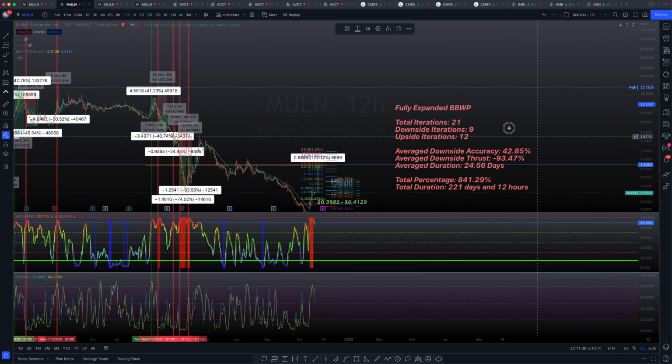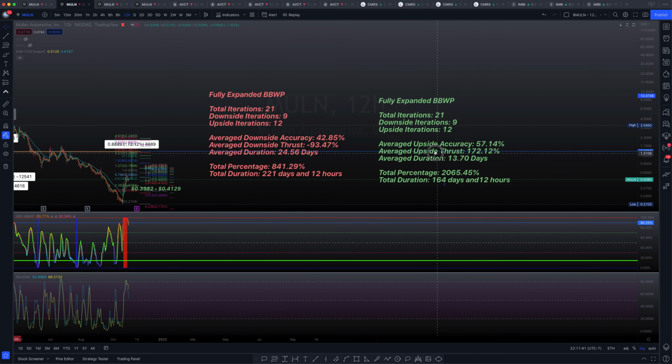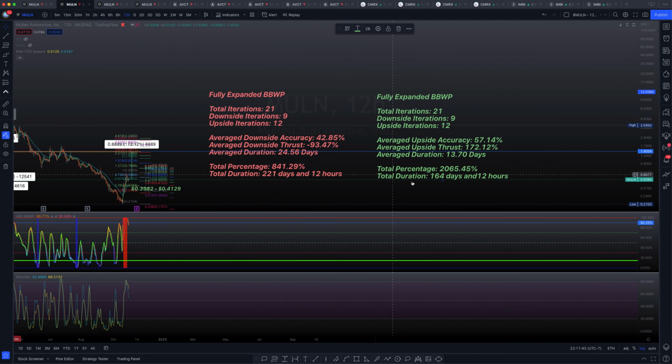Okay, so let's go over that bullish side, because there's two sides to this. We're looking at a total of 21 iterations. The upside iterations that were guessed correctly to the upside were 12 out of the 21. That gives us an averaged upside accuracy of about 57.14% chances that we can go to the upside, with an averaged upside thrust of 172.12% over the span of about 13 and 3/4 days. This is proof of work.